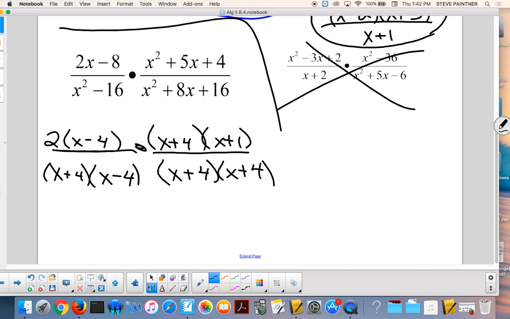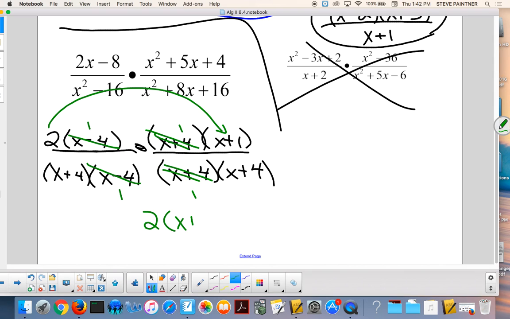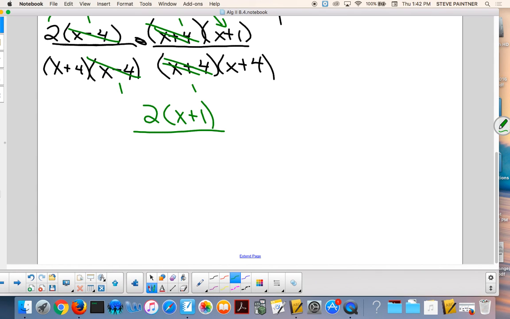Okay, where does the cancelling happen? Let's just say it: x plus 4 on the top and x plus 1 on the bottom. Okay, one x minus 4. Anything else? No, we're done. So it's 2 times this, so I'm just going to write 2 times x plus 1 over x plus 4 times x plus 4. There's a quick way to write it.